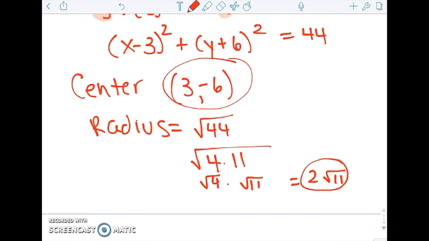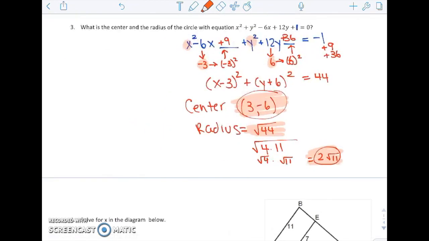Now, if they don't say simplest radical form, this is totally fine, okay? So if they don't say simplest radical form, just leave it. You don't need to simplify.